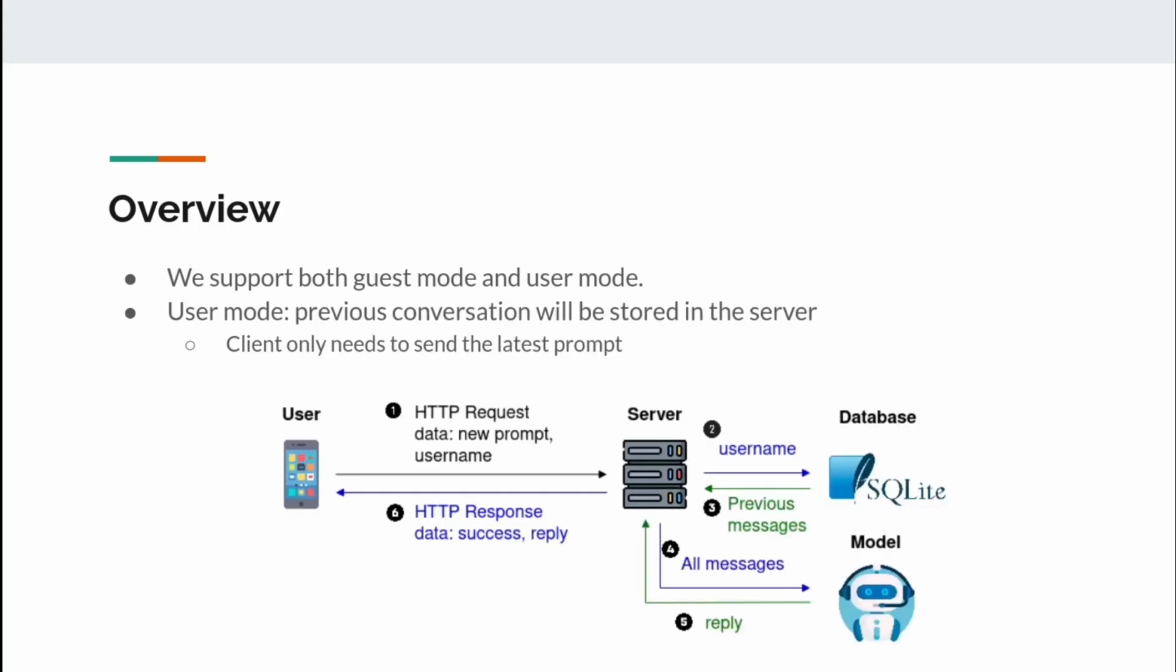For user mode, the client will log into the account and he can see the previous message. And in the user mode, when client finishes speaking, the HTTP request will only contain the new prompt and the username. And the server will use the username to obtain the previous messages and use all the messages to generate text reply. Once the server gets a reply, it will send the HTTP response back to the client side.